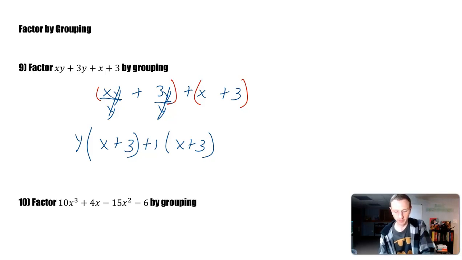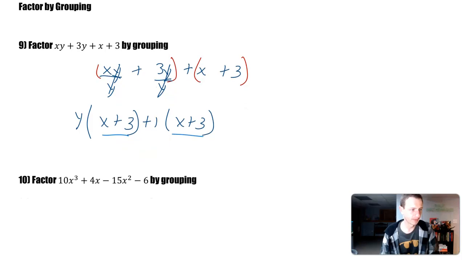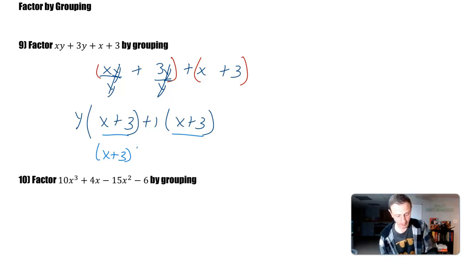And then what you should notice is this. Look at this: x plus 3 and x plus 3. They have the same terms. So now we're going to factor out that x plus 3. Since I'm taking out x plus 3, we divide both terms by x plus 3. The x plus 3's cancel, leaving me with just y plus 1.